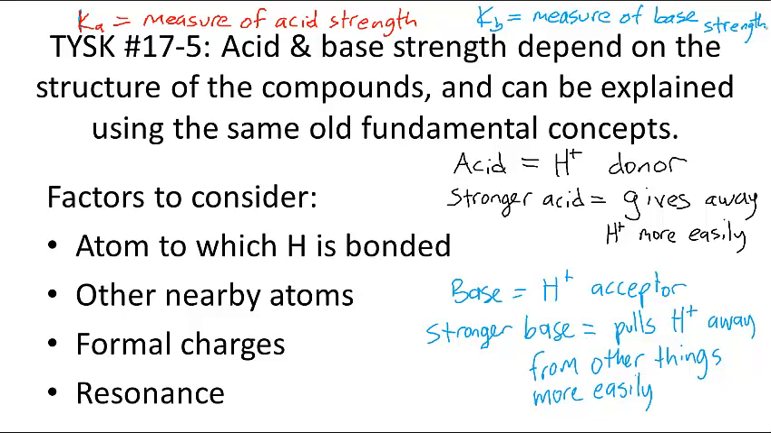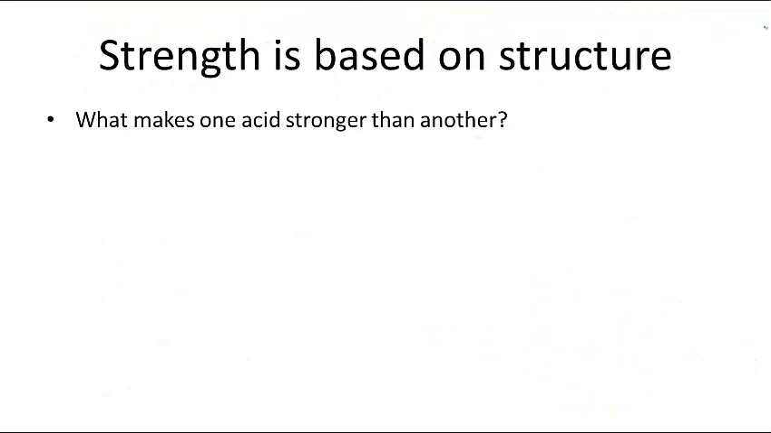So the first three parts of this lecture go into some of those details. What we're looking at now is what is it about the structure of one molecule that makes it a stronger acid or a stronger base? All right. So let's think in general terms. What are some features we might expect something to have if it's going to be a strong acid?